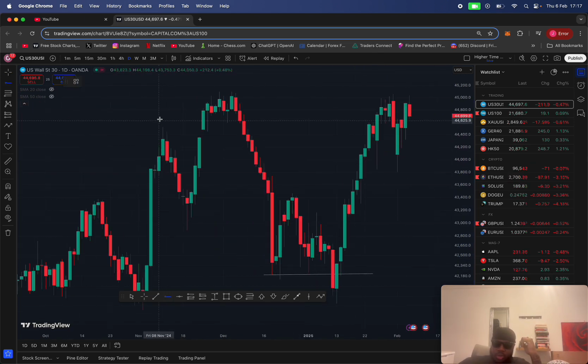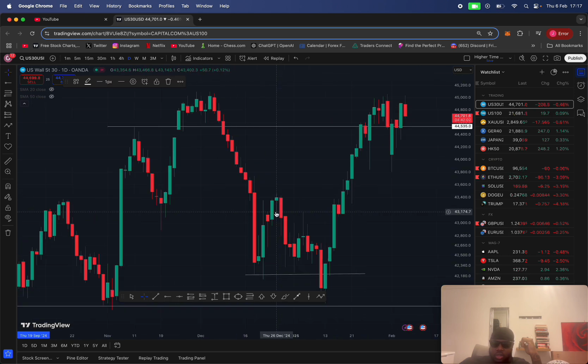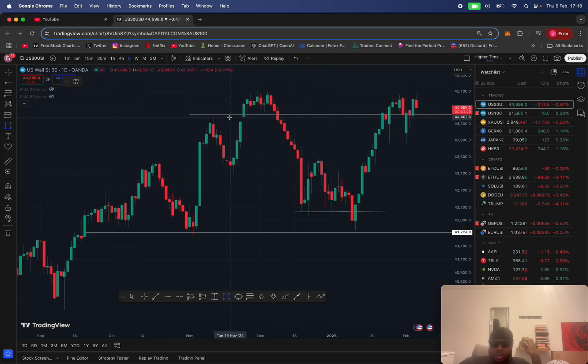This is where I would now start to draw in my levels of resistance and my levels of support to see where price could be trading. And it looks like we're trading in a range. So where would we be targeting? If price is at the high of the range, I would be expecting a pullback. Where would I be expecting a pullback to be from? I'd be expecting the pullback to be to the low of the range.